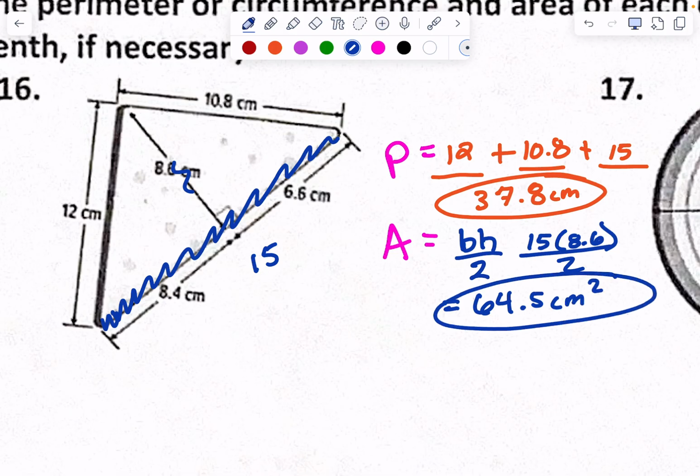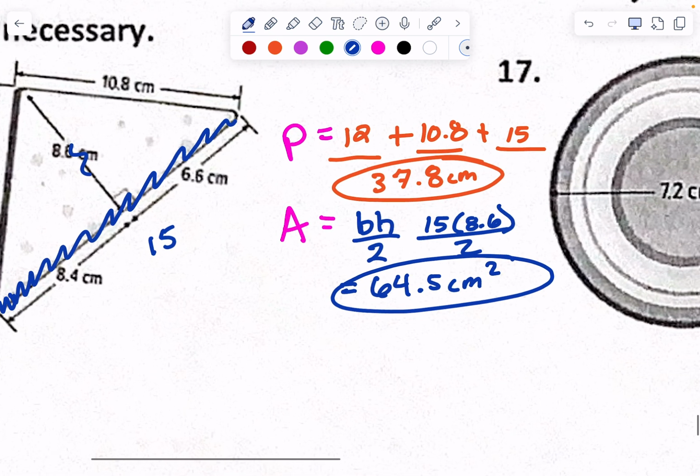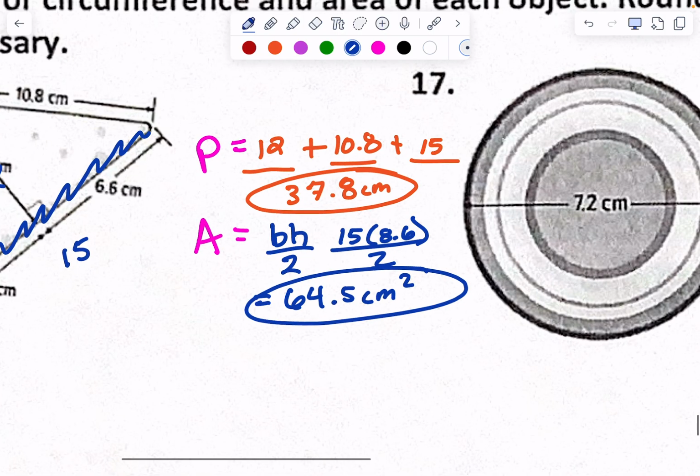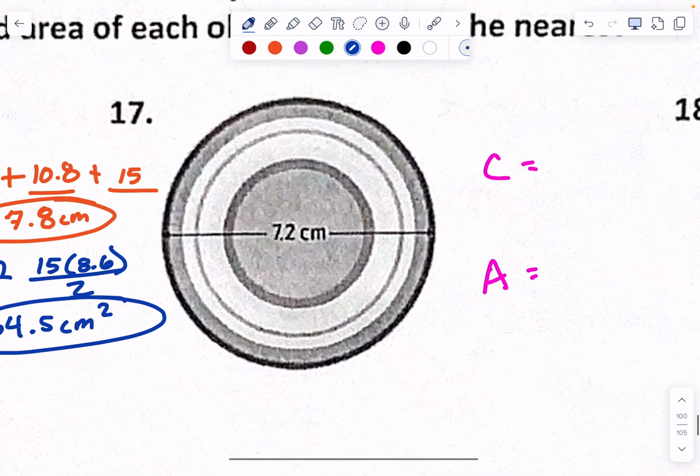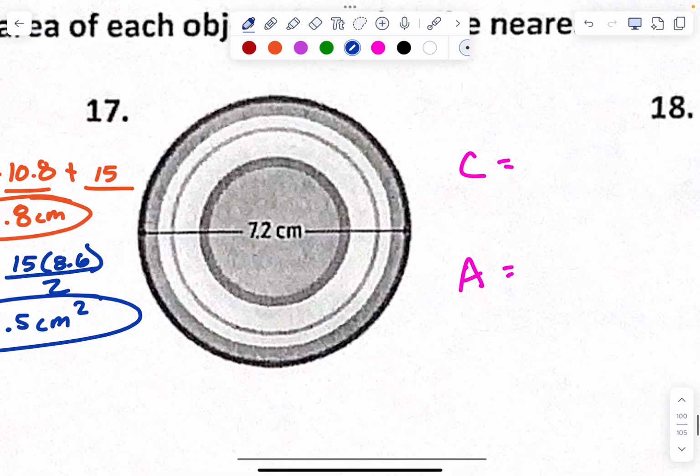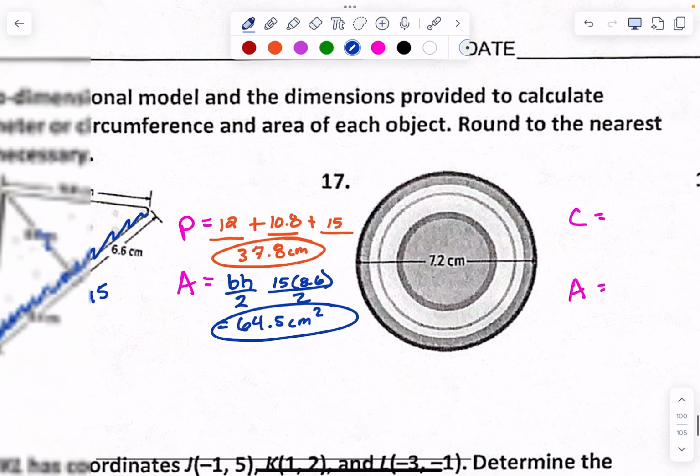Got it? I think we should take a break. You think so? We should stop at 18. We got time. 17. Wait, can you go back? Yep. Okay. You're going to get on this.